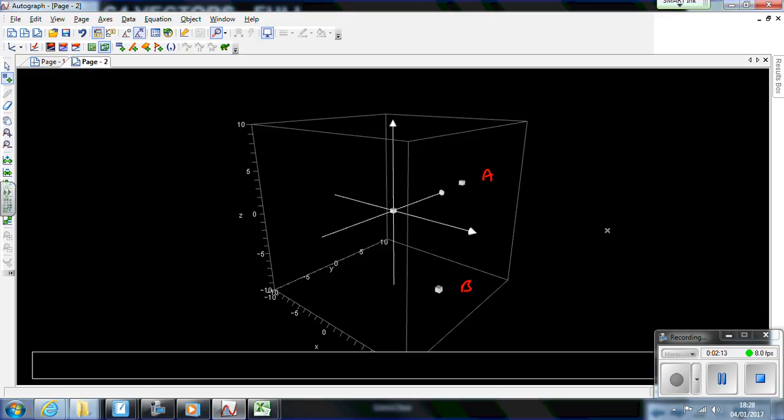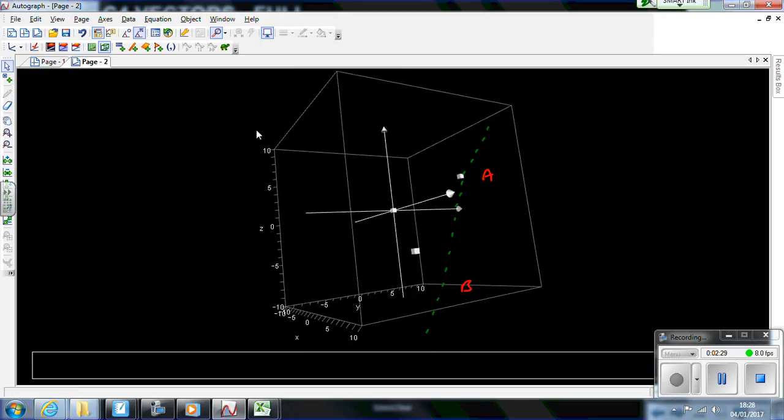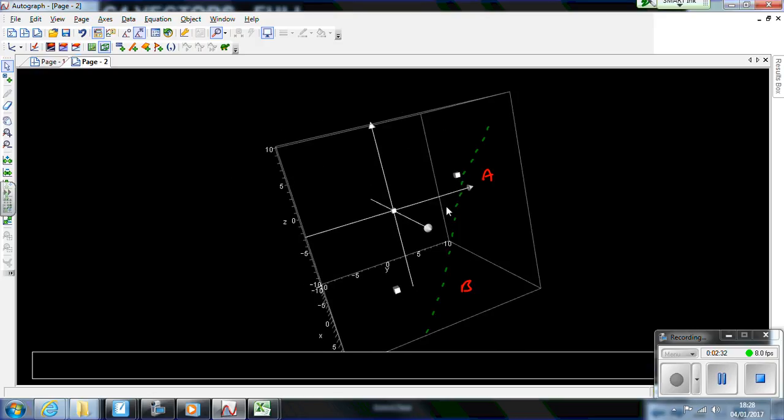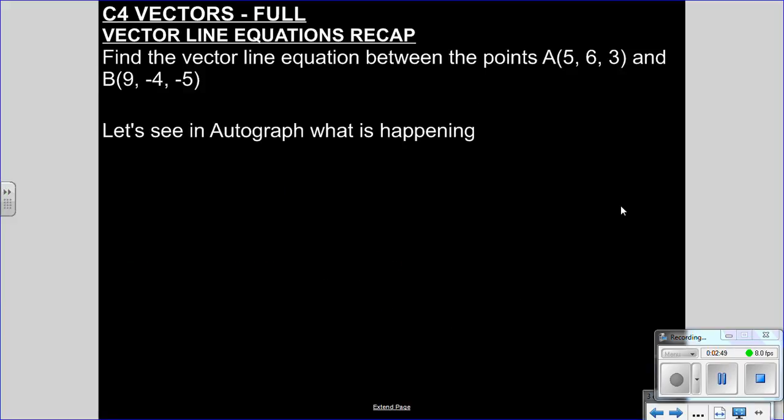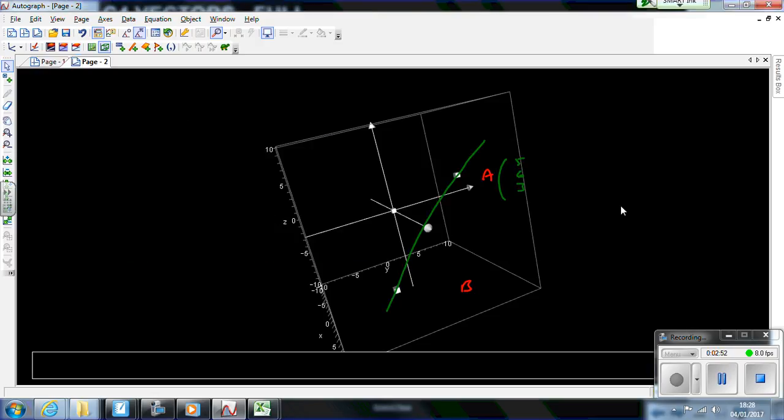Now, how do we find a line equation that goes all the way through them? So a line which goes through here, you can see that we can twist this about, the axis about, so maybe it looks a bit nicer there. So therefore we have this line going through this point and this point here. But how does that work? Because we know that this is a vector A, which was 5, 6, 3, and that's A relative to the origin, remember?